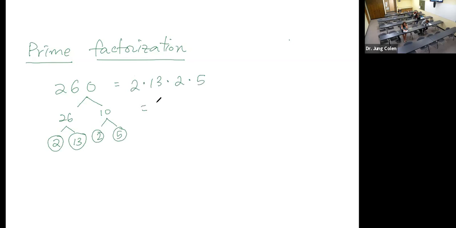If I rearrange this in decreasing order or increasing order, let's go with increasing order. I have 2 times 2, which is 2 squared, right? I have 5 and I have 13. So I can rewrite this 260 with only prime factors. There is only one way to write a number with prime factors. Okay? There's one and only one way.